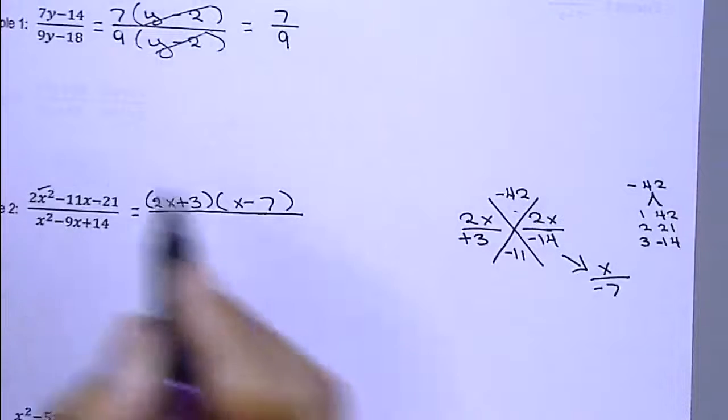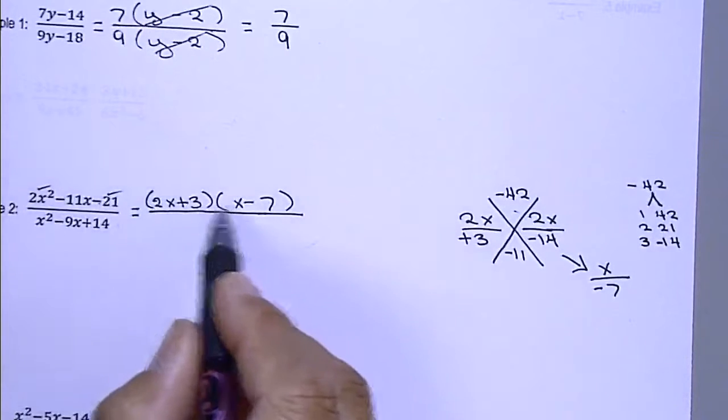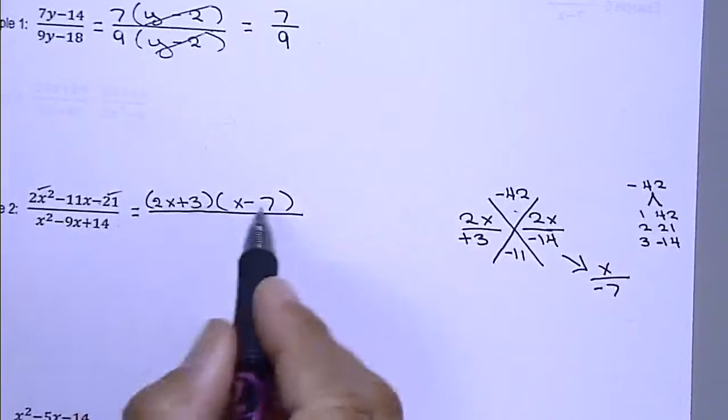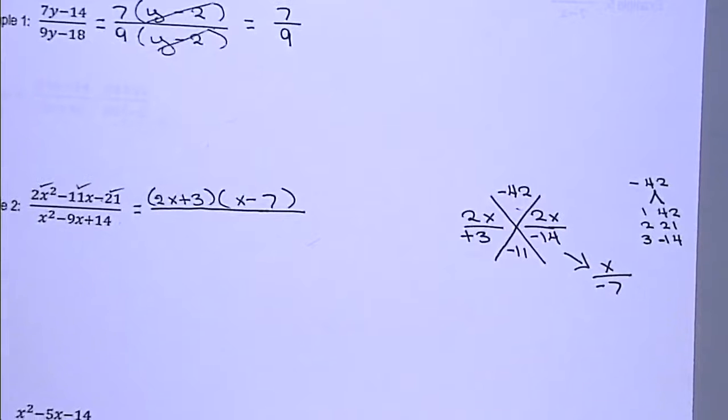FOIL it to check it. 2x times x is 2x squared. 3 times negative 7, negative 21. Inside gives me 3x. Outside gives me a negative 14x. And I need a negative 11x, and that did combine correctly.